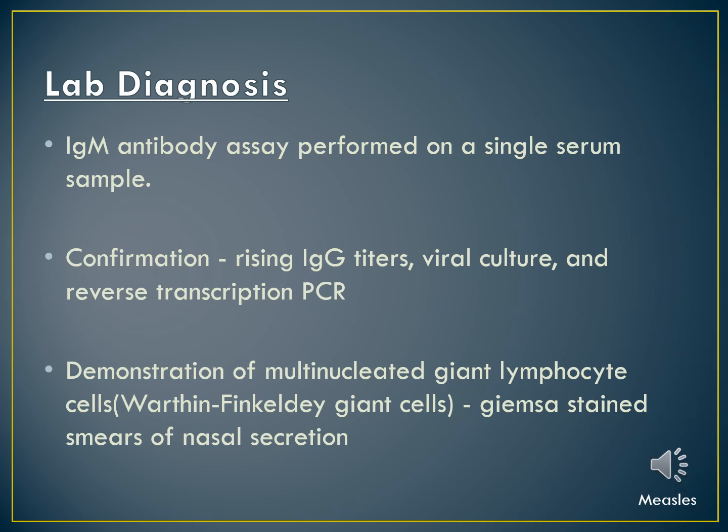Now I'll be explaining about the lab diagnosis. First of all, IgM antibody assay can be performed on a single serum sample. The antibodies usually appear within 1 to 3 days after the beginning of the exanthem and persist for 1 to 2 months. Confirmation by rising IgG titer, viral culture and reverse transcription polymerase chain reaction (PCR) are also possible. Demonstration of multinucleated giant lymphocyte cells, also known as Warthin-Finkeldey cells, in Giemsa stained smears of nasal secretion can also be done.